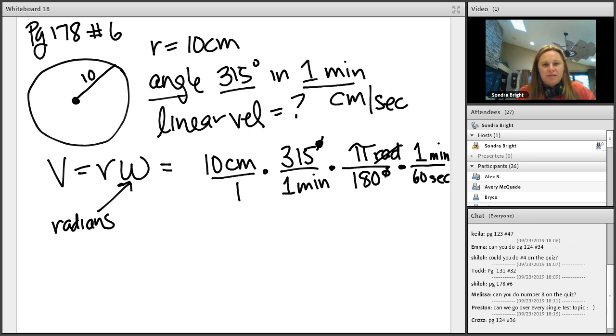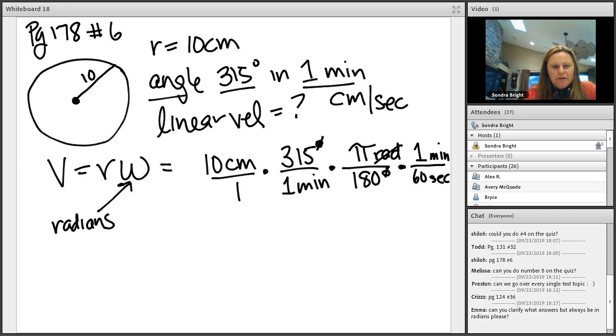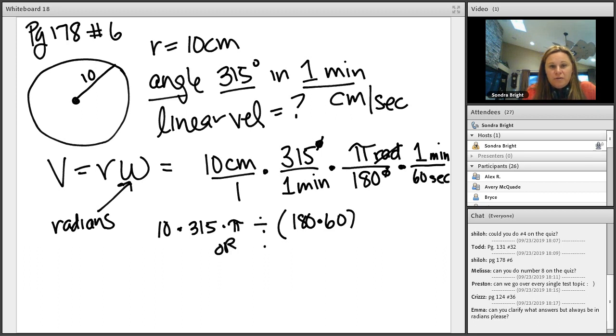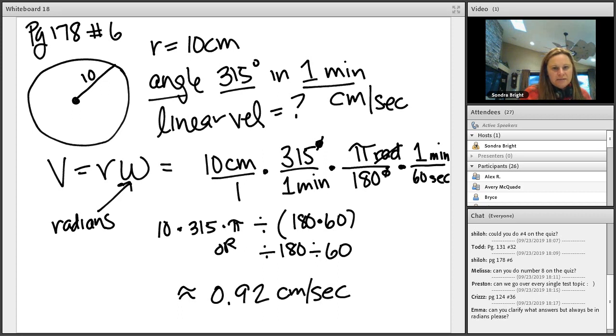And so when you go 10 times 315 times pi divided by, careful now, so when you put it in your calculator, you'll go 10 times the 315 times the pi, and then you want to go divided by either parentheses and then the 180 times 60, or you could go divided by 180 and then divided by 60. But either way, you've got to let your calculator know that both of those are in the denominator. And you should get 0.92 centimeters per second.